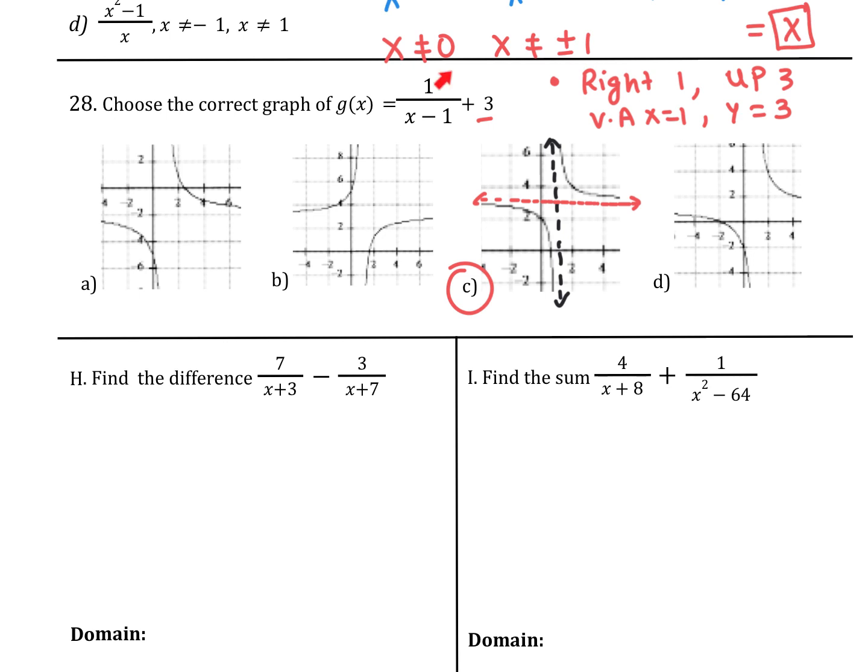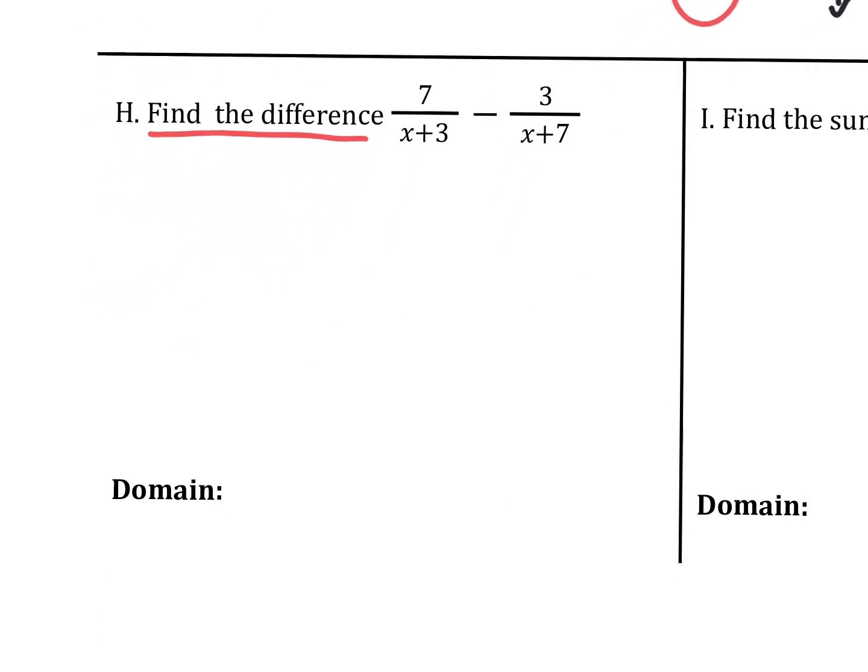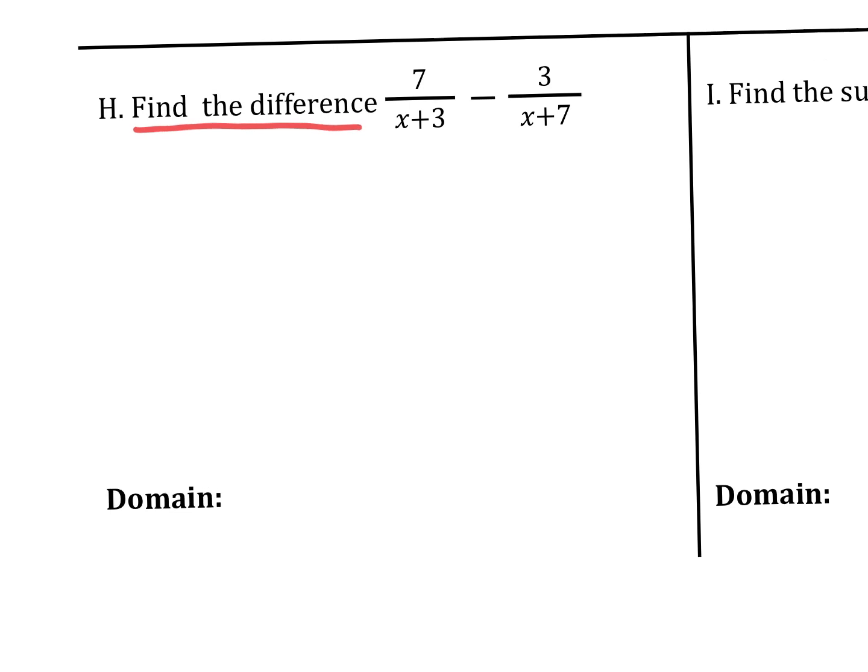Now for letter H, we are finding the difference of these two rational expressions. To find the difference, we need to make sure we have the same denominator. For the first one, we multiply top and bottom with x plus 7.